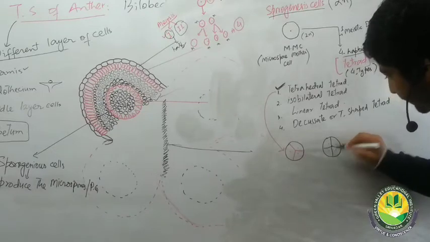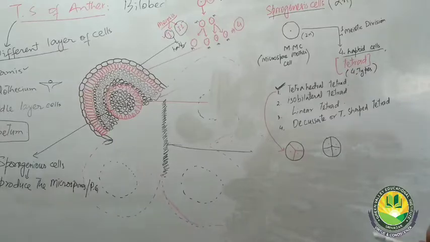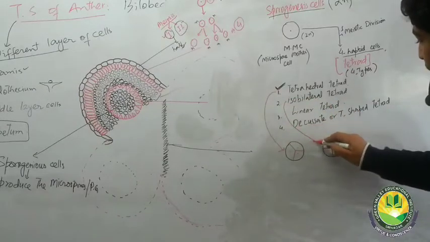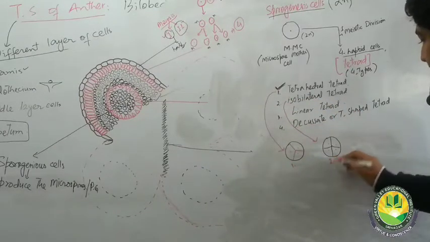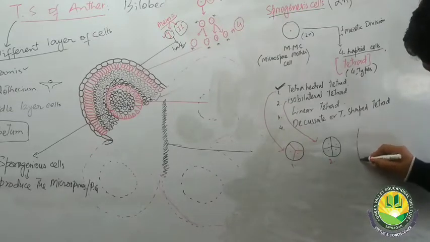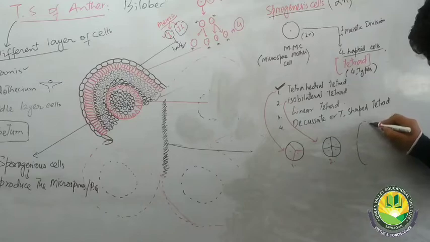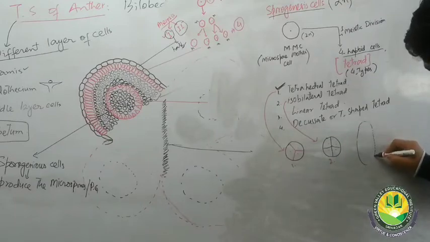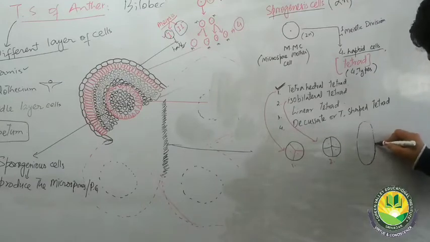This is the isobilateral tetrad. So this is the second one, isobilateral. This is the first one, this is the second one. Now the third is the linear tetrad. This is going to be a linear tetrad. You would find it during the development of the female gametophyte.